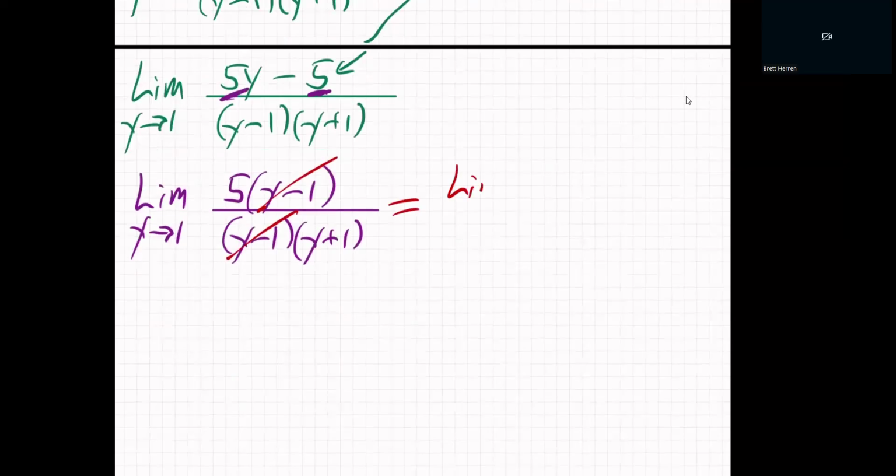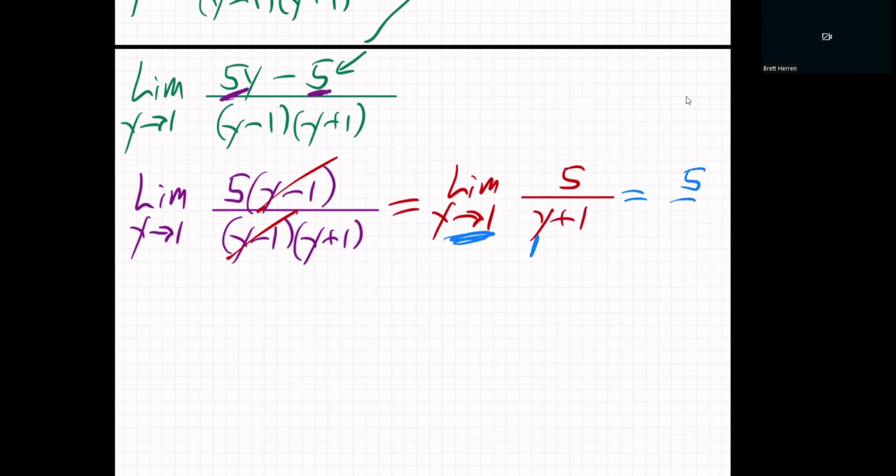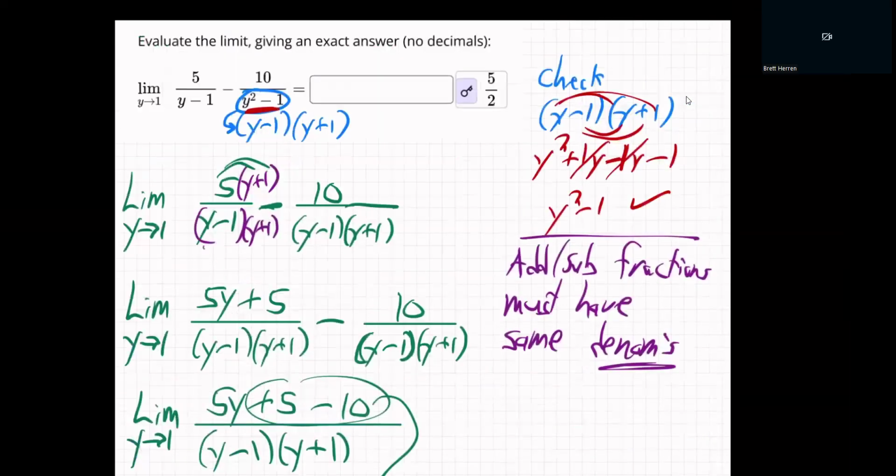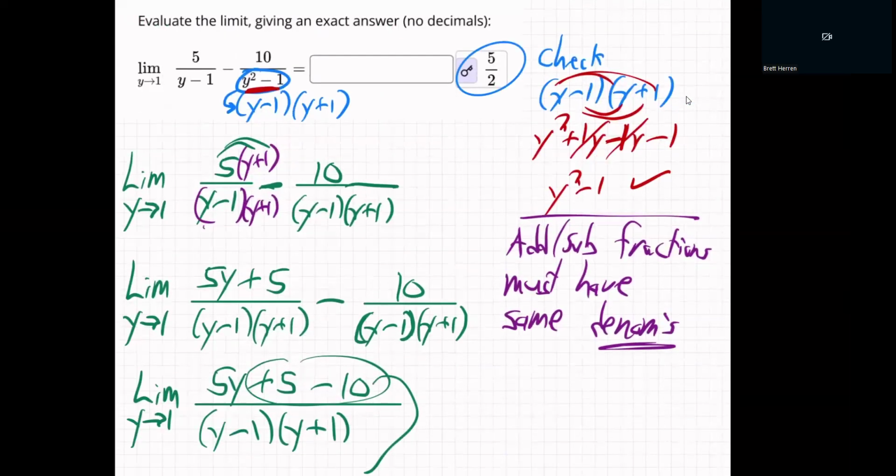Now we have the limit as y goes to 1 of 5 over y plus 1. Now we can let y go to 1, so put in a 1, and we get 5 over 2. There we go. We simplified the fraction, and that is indeed the answer. 5 over 2.